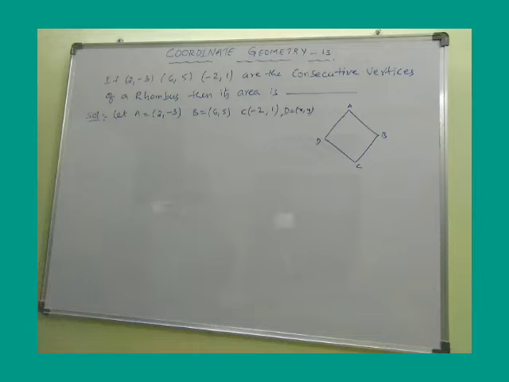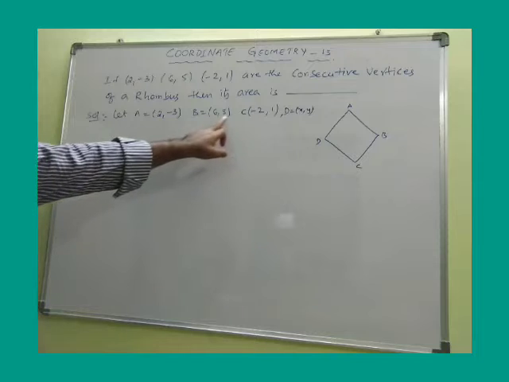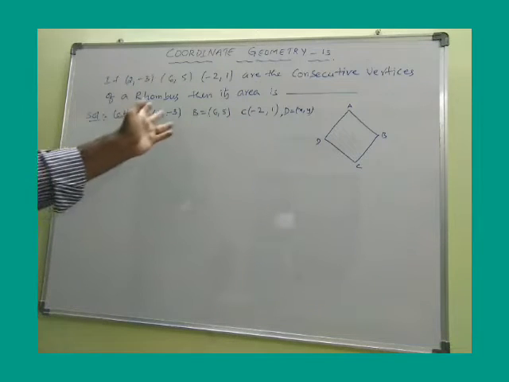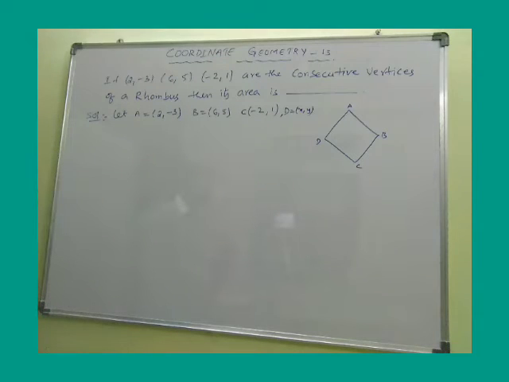So coming to problem number 1: if (2, -3), (6, 5), (-2, 1) are the consecutive vertices of a rhombus, then its area is. Okay, so first of all, assume the given vertices as A, B, C, and moreover the fourth vertex is missing here. Let the fourth vertex be D (x, y).